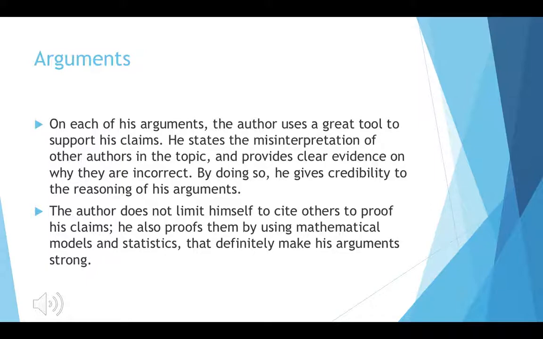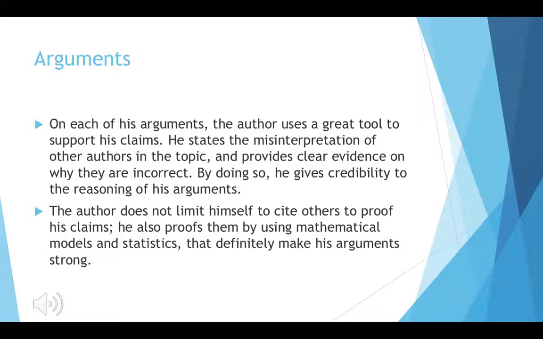On each of his arguments, the author goes ahead and uses a graph tool to support his claims. He usually states the misinterpretations of other authors on the topic, and then he provides clear evidence on why they are incorrect. When he does this, he gives credibility to the reasoning of his arguments, and then it's possible to know that the author has clear knowledge of the topic. The author does not limit himself to citing others to prove his claims, but he also proves his claims by using mathematical models and statistics that definitely make his arguments really strong.